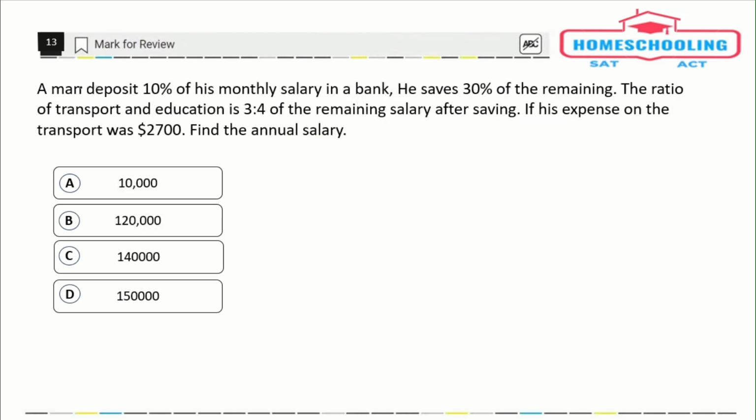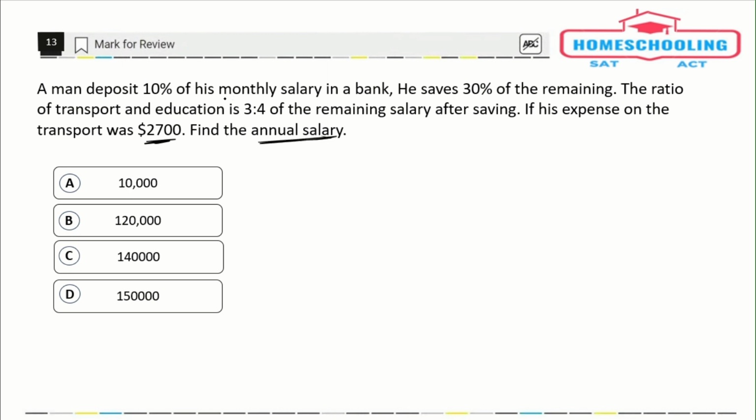Now moving to the next question. In question number 13, a man deposits 10% of his monthly salary in a bank. He saved 30% of the remaining salary. The ratio of transport and education is 3 is to 4 of the remaining salary after saving. If his expenses on transport is 2700, we have to find the annual salary.